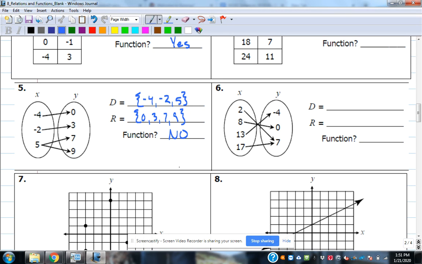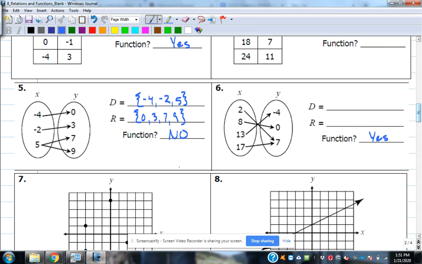Number 6, same idea. Is number 6 a function? Yes. Well, what's repeated? The 7's repeated, right? But it's a what kind of value? It's in the range. It's a y value, and it's okay to repeat y values, just not x values. So this one is a function. And then you could state the domain and range for that if you wanted to.